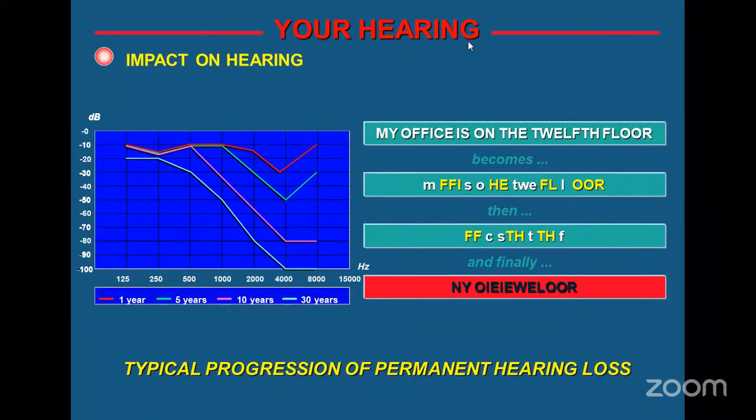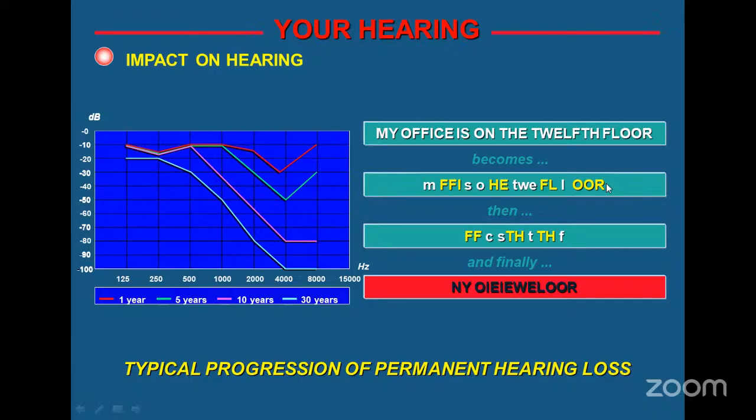Okay, so this sentence will become, later, for someone who is losing hearing, he will lose some letters with high frequency, such as Y, for example, or on, or whatever. So he will hear MFF, the fifth floor. Okay, maybe he can translate it and hear it. Instead of "my office is on the 12th floor," it will be "fifth floor."